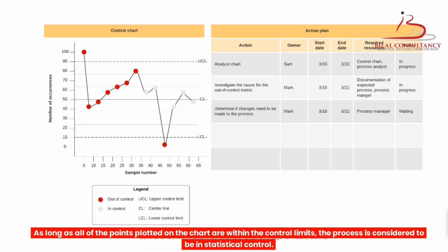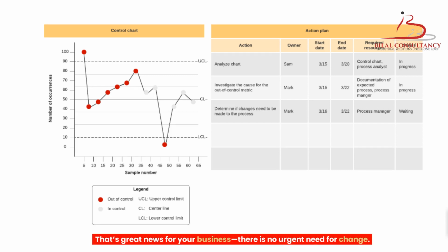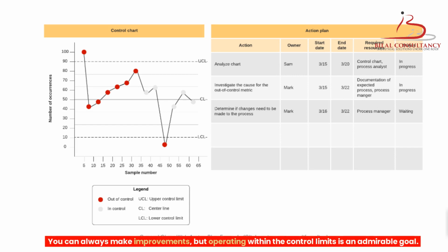As long as all of the points plotted on the chart are within the control limits, the process is considered to be in statistical control. That's great news for your business. There is no urgent need for change. You can always make improvements, but operating within the control limits is an admirable goal.